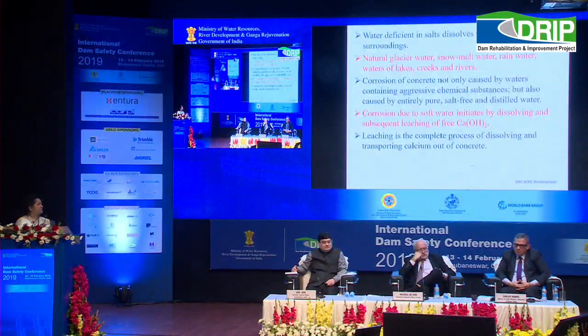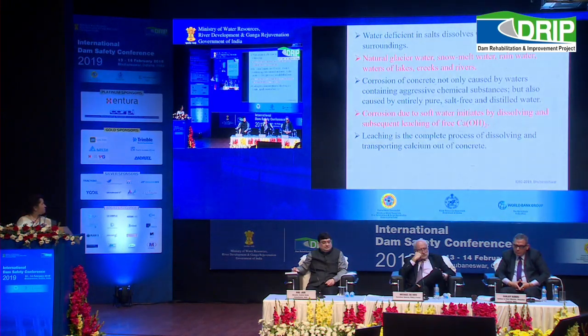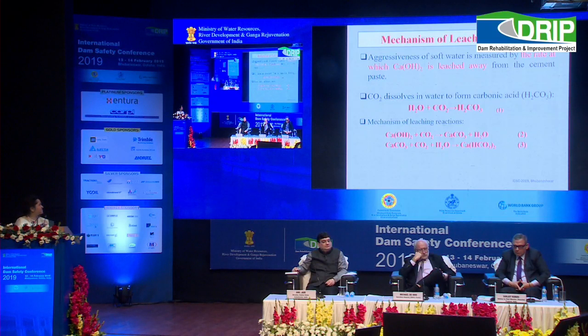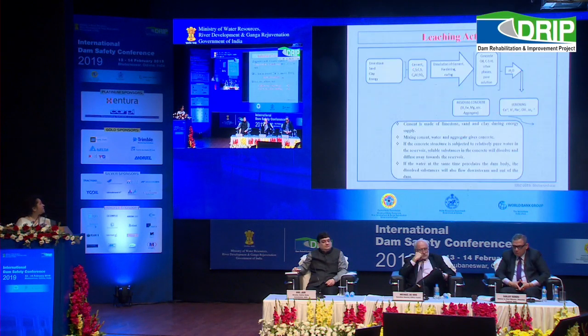So natural glaciers and rainwater are soft water. And corrosion due to soft water initiates by dissolving and subsequent leaching of free lime from the concrete. These are the chemical reactions. Everybody is not interested in chemistry, but these are the leaching actions, how it is taking place.